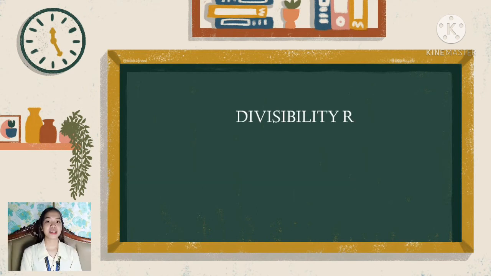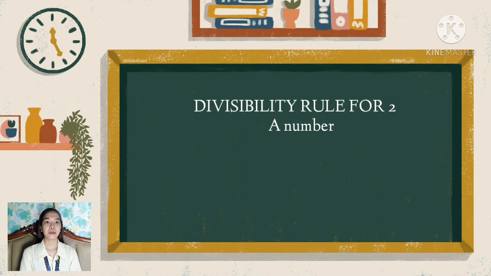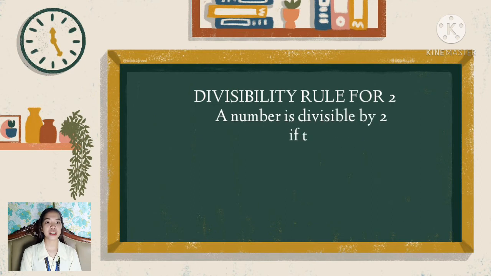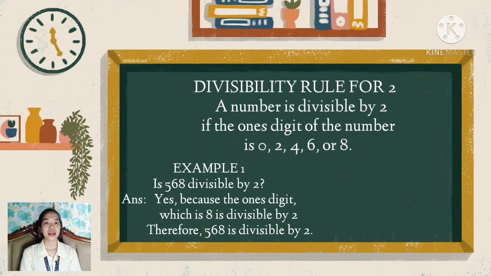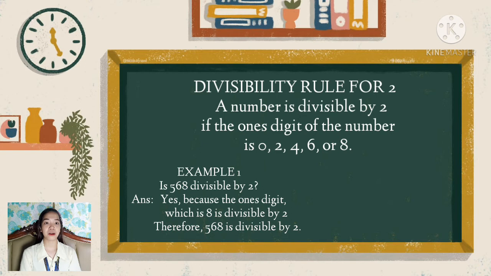So let's start. Divisibility rule for 2. A number is divisible by 2 if the ones digit of the number is 0, 2, 4, 6, or 8. Example number 1. Is 568 divisible by 2? The answer is yes, because the ones digit, which is 8, is divisible by 2. Therefore, 568 is divisible by 2.